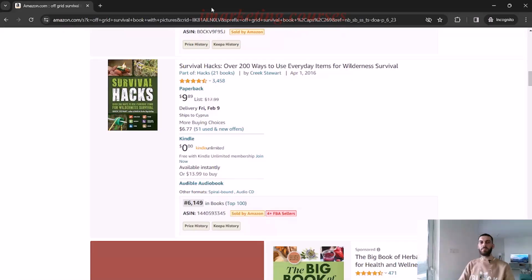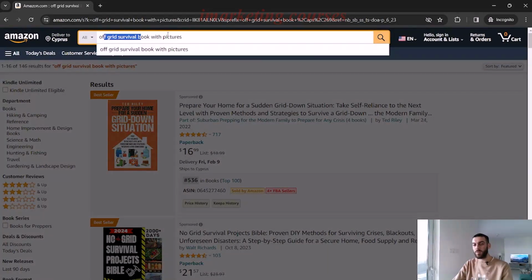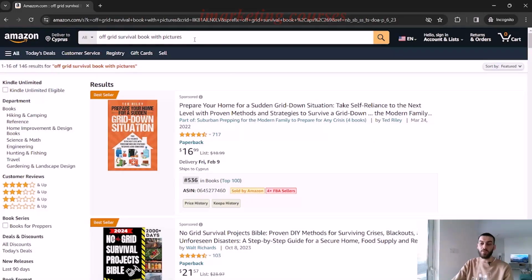So if you want to make a book and compete in this niche, all you have to do is just have a colored version and you're going to be good to start making some money. Off-grid survival book with pictures, and you can compete with all the other ones without pictures, and you can steal all their sales and make a bunch of money.